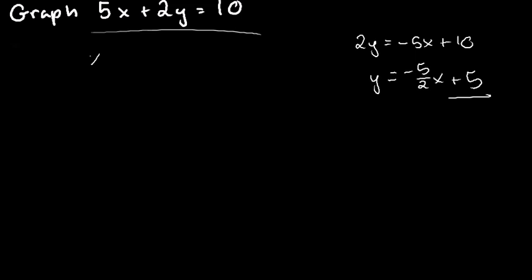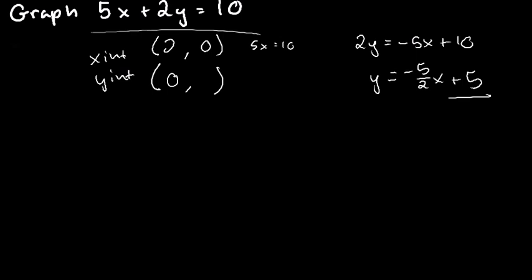If I didn't, I could find my x-intercept right away and my y-intercept right away. I know since I'm lying on the x-axis, my y is going to be 0, and for this one, since I'm lying on the y-axis, my x is going to be 0. So I can go ahead and plug in 0. If I plug in 0 for y, that kind of marks out that 2y right there. So then I get 5x equals 10, so x is going to equal 2. If I plug in 0 for x, I get 2y equals 10, so y is going to equal 5.